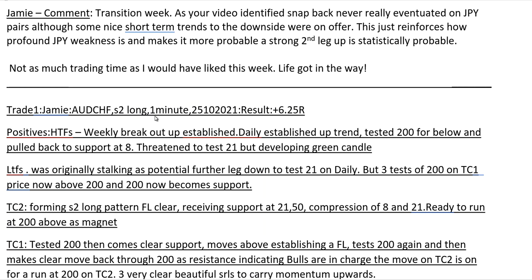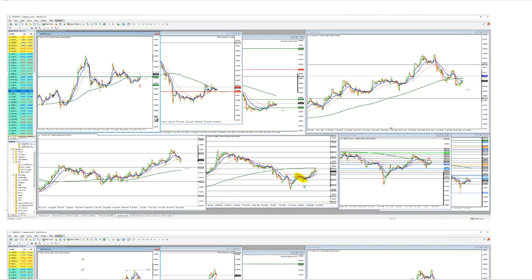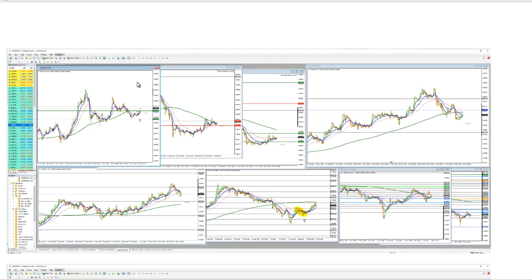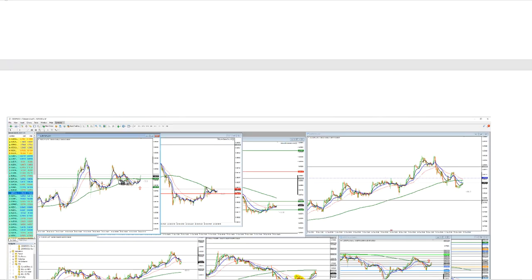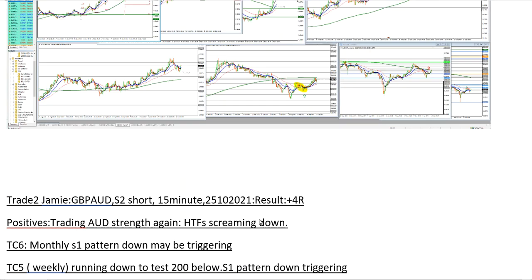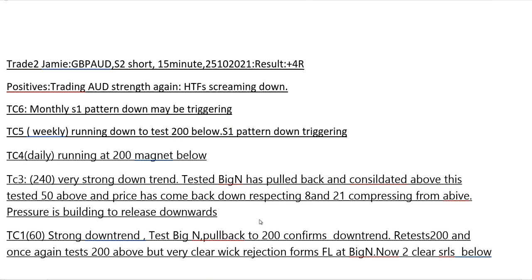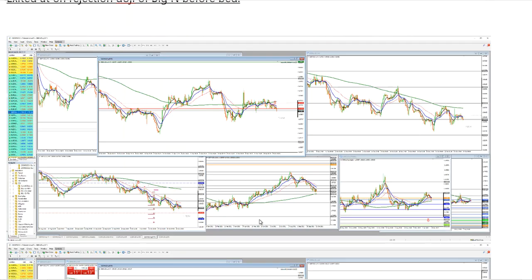Now, there's a 1 minute chart, a 1 minute trade. What's that? It's an S1, S2 and a 1. I think that's an S1. I don't fully get it, and anyway, let's just move on. S2 15 short, trading Australian dollar strength. I can see the S2.